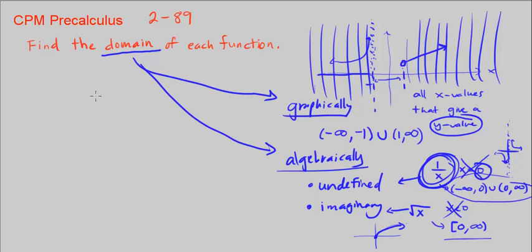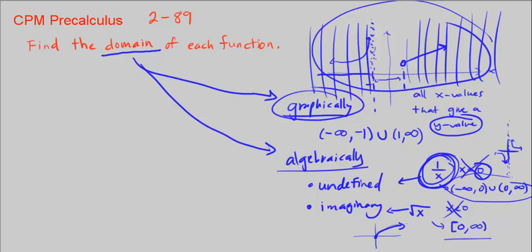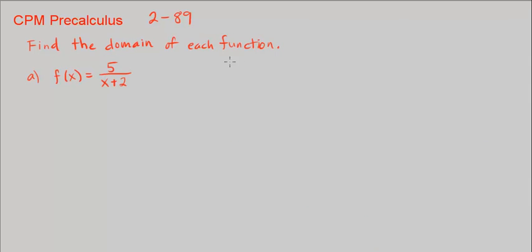So let's go ahead and look at problem 2, number 89, algebraically, because we know how to do it graphically, and we can use our calculator to graph it and look at the domain. But let's look at these algebraically. So here, part A, we're given f of x is equal to 5 over x plus 2. Do we have any reason to say if we plug in a value for x that would make this imaginary? No, because there are no even roots.